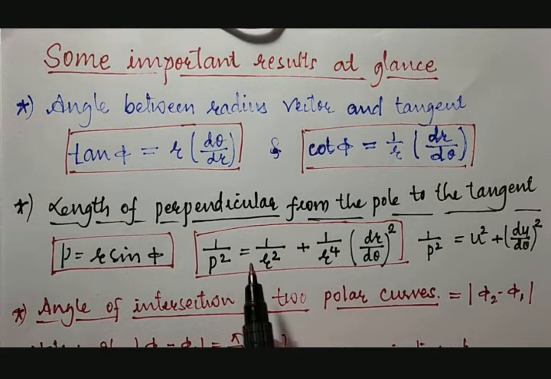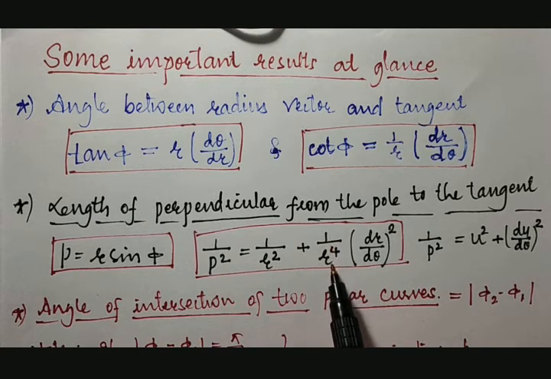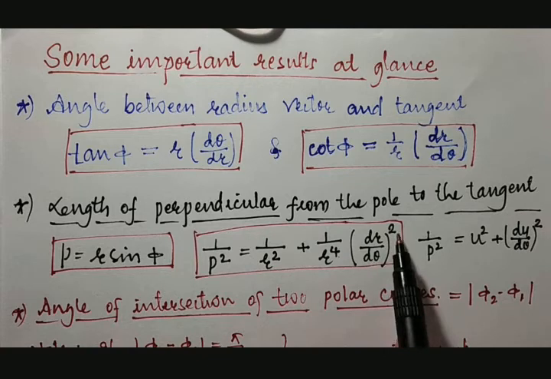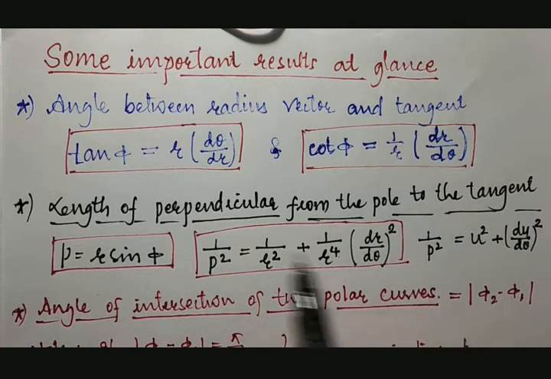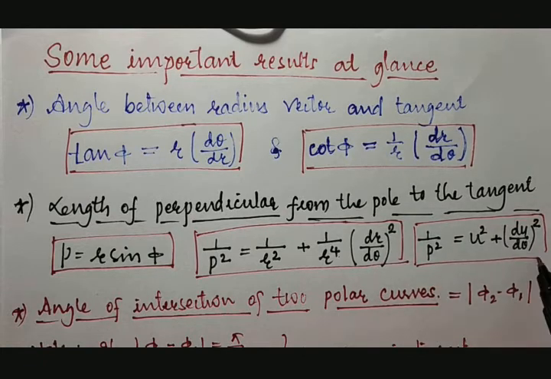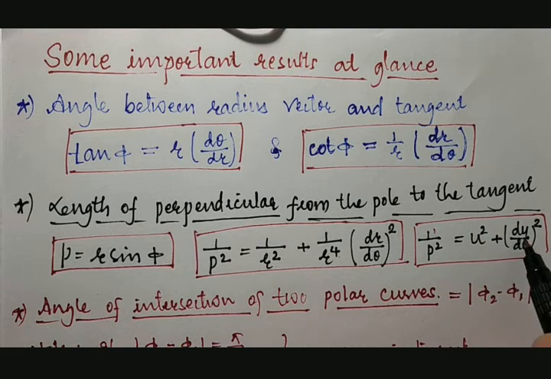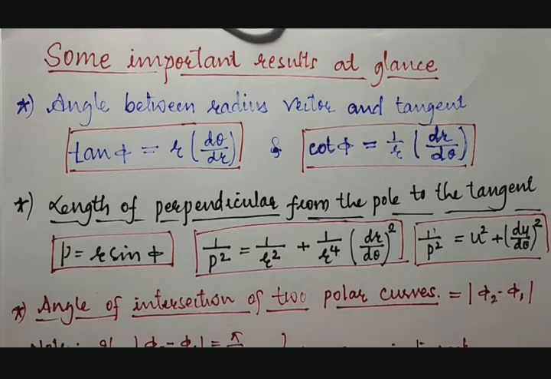to tangent. And one more result we got, that is 1 by p square is equal to 1 by r square plus 1 by r raised to 4 into dr by d theta the whole square. That is also the same. This is another expression where it is given in terms of u. 1 by p square is equal to u square plus du by d theta the whole square.